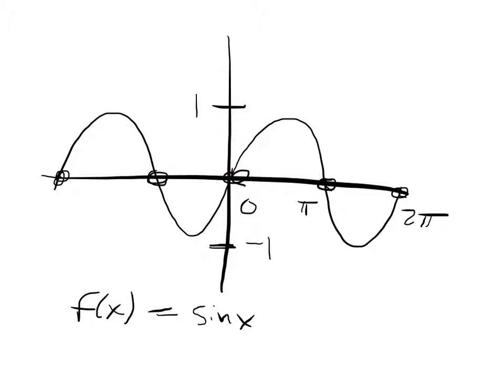Our amplitude is from arguably a midline between the max and min up to the max or down to the min, and our amplitude is that distance either from that midline up to the max or from the midline down to the min. So how can we fiddle around with this graph? Well, let's consider the following.